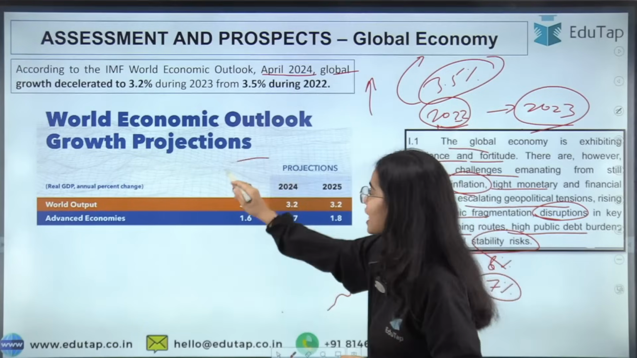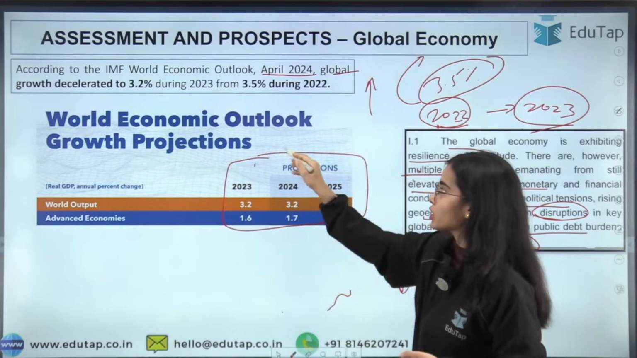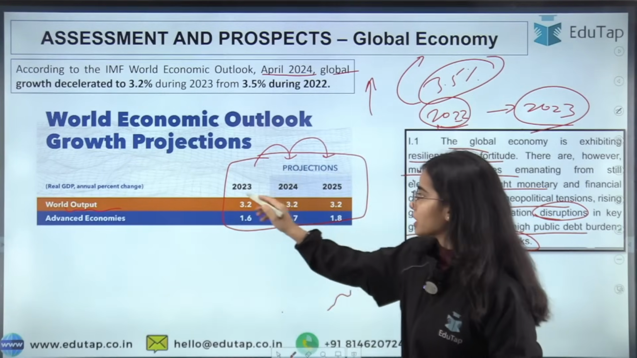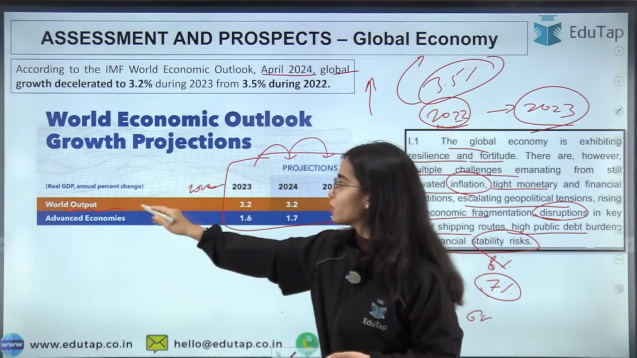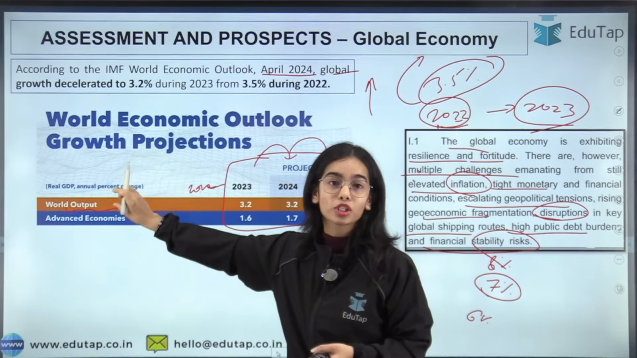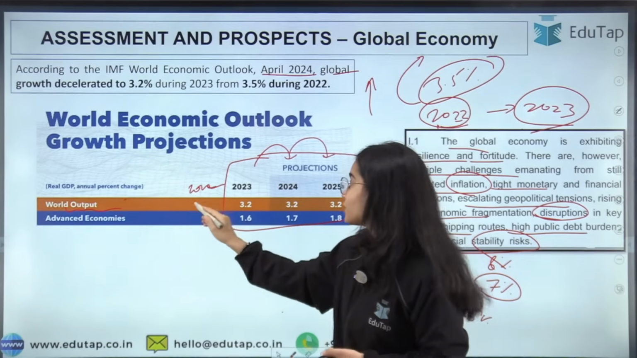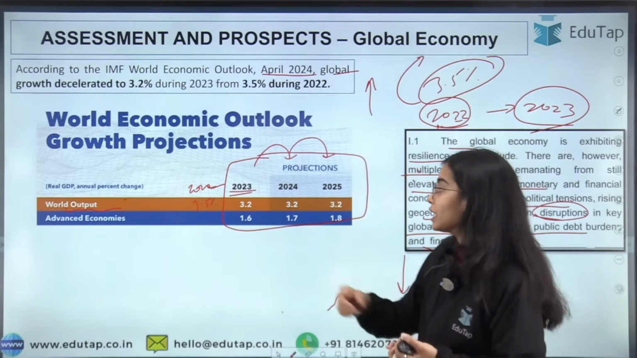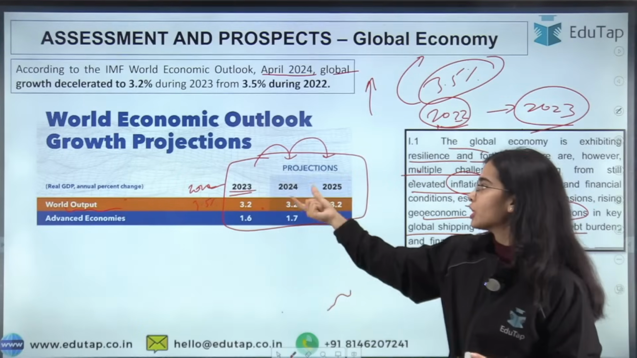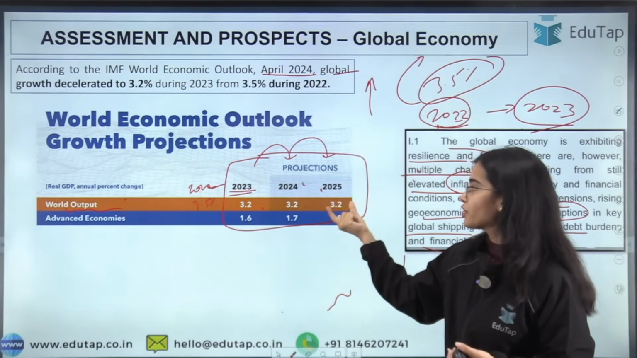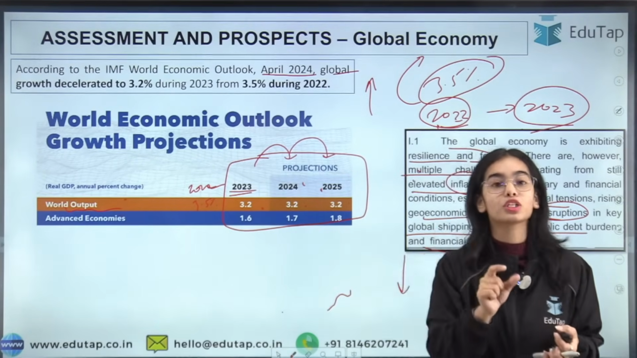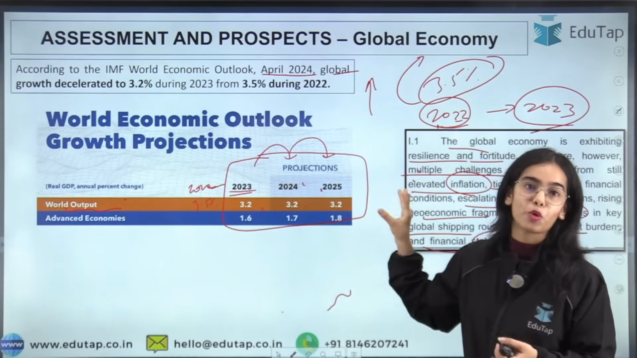And the projections have been given for the coming years also. For world output, in 2022 the global economy grew by 3.5%. In 2023, the global economy grew by 3.2%. That is the projection: 2024, 3.2%. For 2025, the projection is that in the coming years also, the global economy is going to grow by 3.2%.